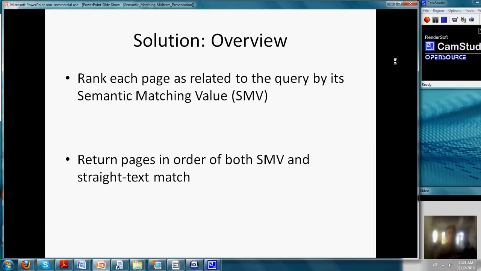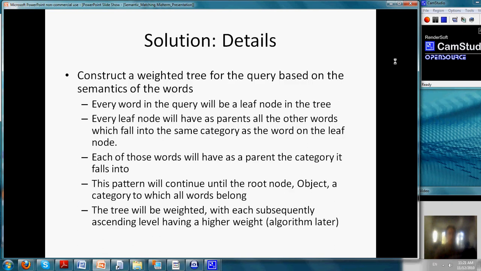We'd rank each page as related to the query by its semantic matching value, or SMV, and return pages in order of both SMV and straight text match. Specifically, we'd construct a weighted tree for the query based on the semantics of the word. Every word in the query will be a leaf node in the tree, and each leaf node will have as parents all the other words which fall into the same category as the word on the leaf node. Each of these words will have as parents the category it falls into, and this pattern will continue until the root node object, the category to which all words belong.